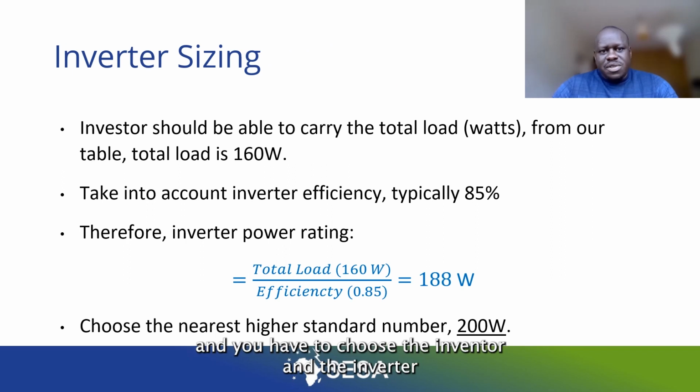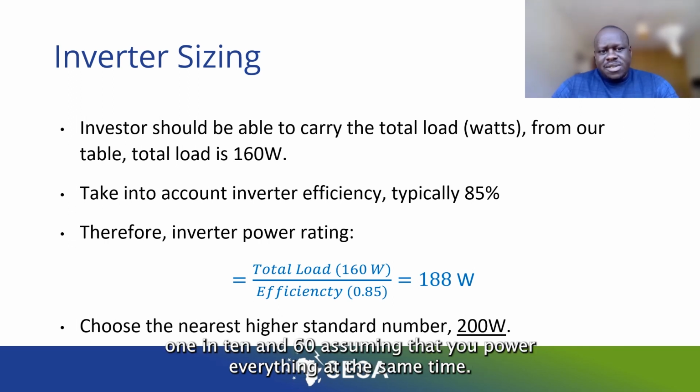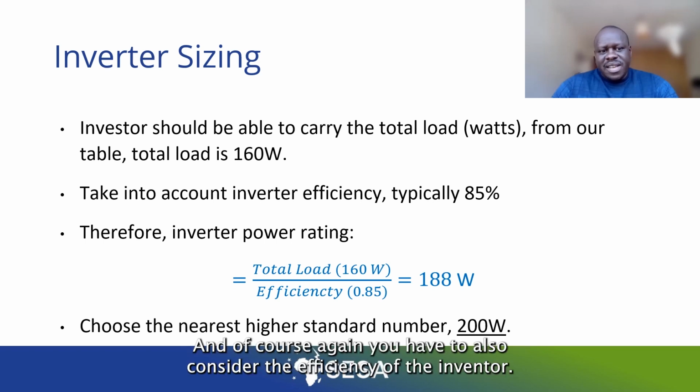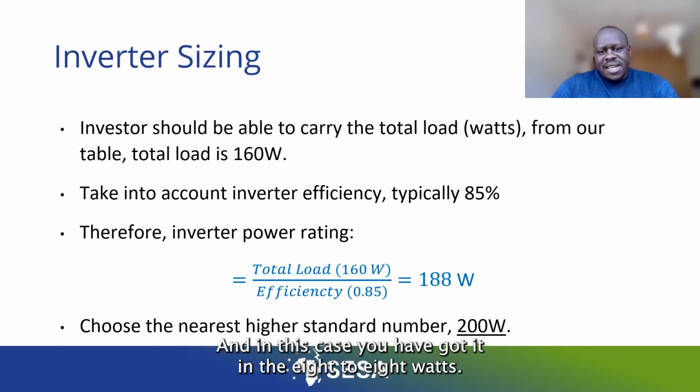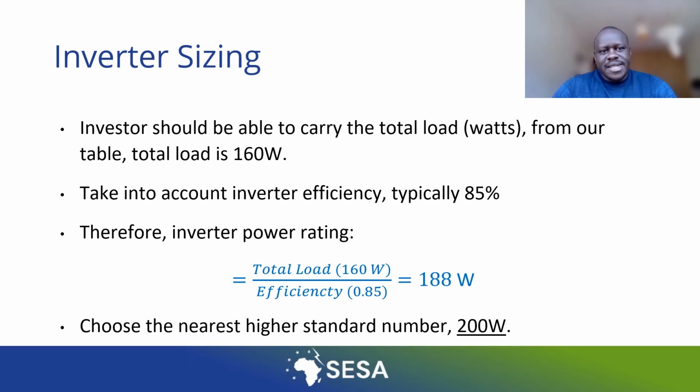And you have to choose an inverter, and the inverter choice is taken from the total load of your system. And in this case, it's 160, assuming that you power everything at the same time. So the inverter has to be able to withstand whatever load that you have. And of course, again, you have to also consider the efficiency of the inverter. And in this case, you have 188 watts. Again, you choose the nearest close number, which is 200 watts.